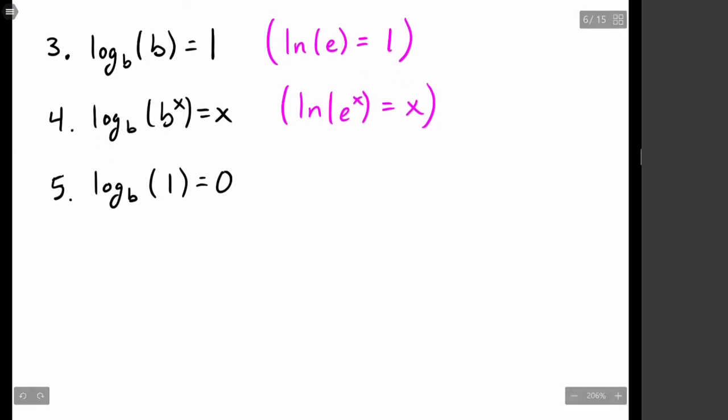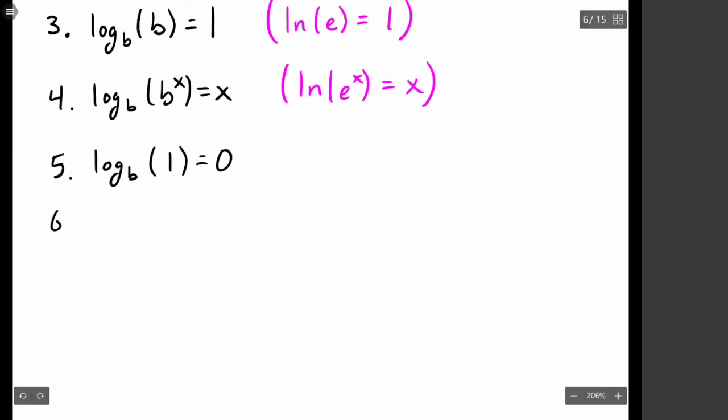All right, number 6. b to the log base b of x is x. We've talked about that one before as well, and for ln it looks like e to the ln x equals x.